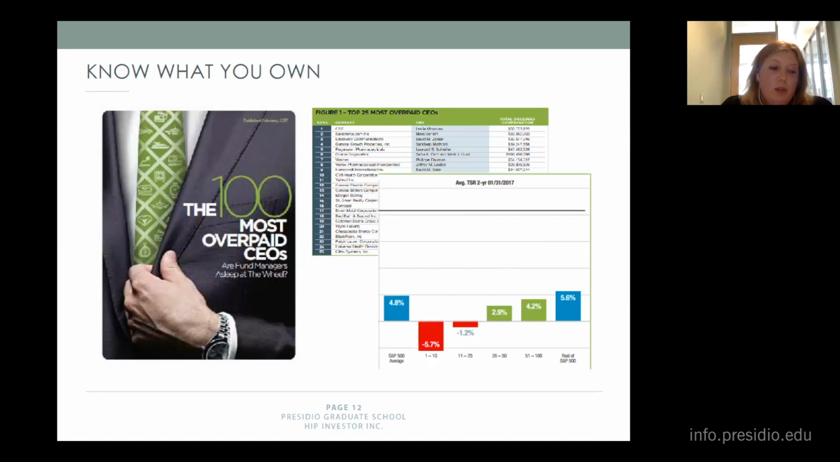The 10 most overpaid CEOs underperform the S&P 500 index by 10.5 percentage points in the last 2 years, while the total shareholder return of these companies, which includes the stock gains and losses and the reinvested dividends, declined by 5.7%. If you want a copy of that report, we can send it to you, and you can read all about Leslie Moonves from CBS and Mark Benioff from Salesforce.